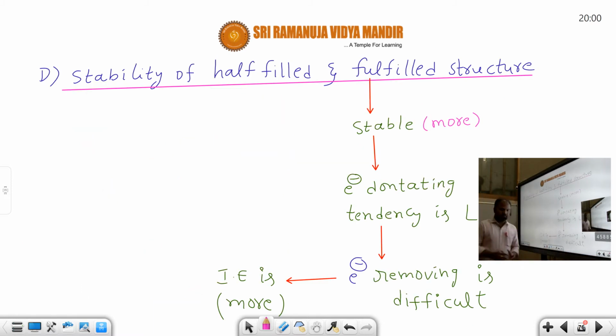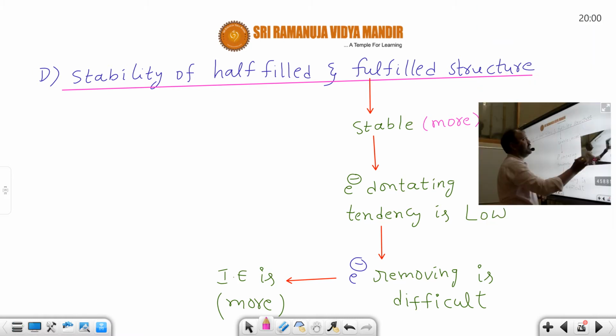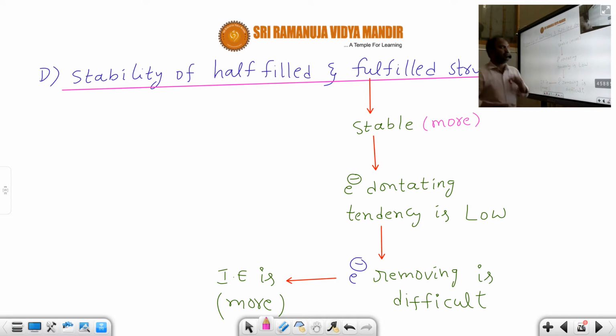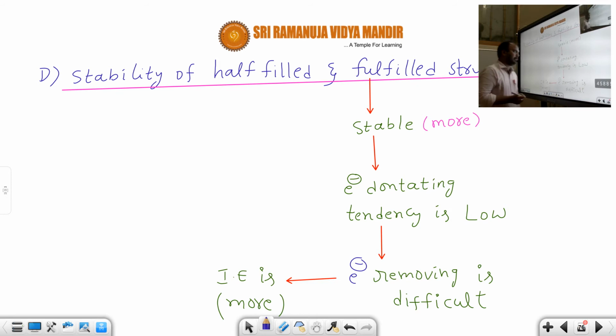After that, another important factor which is influencing the ionization potential values. Which one is that? Stability of half-filled and full-filled structures. Generally we know what half-filled and full-filled structures are. I had already explained that in the periodic classification topic.